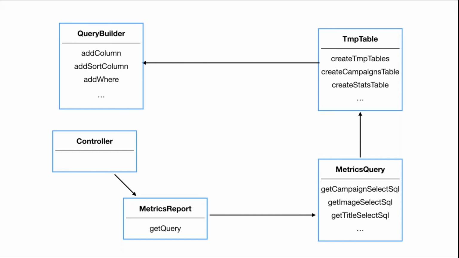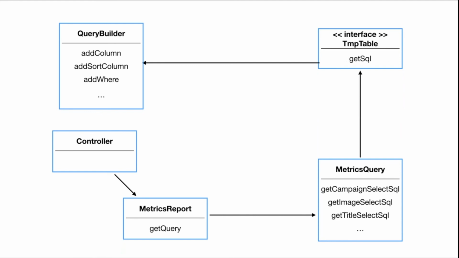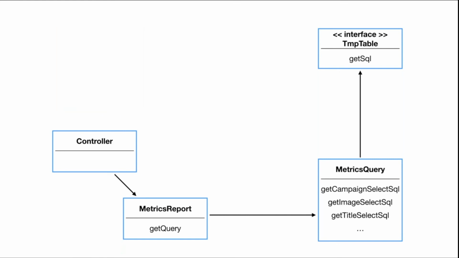So now, if I've got this metrics report and all this kind of dependencies running all the way through, well, I've just got an interface now. The metrics query only depends on the interface that we've got there. And thinking about it, well, that interface can't depend on the query builder. So we've completely refactored that query builder crap out as well.